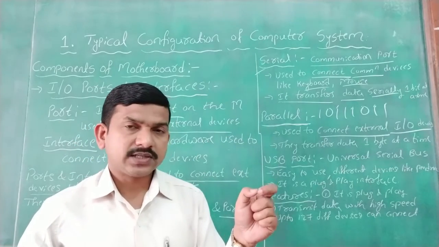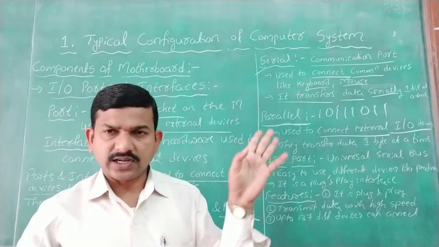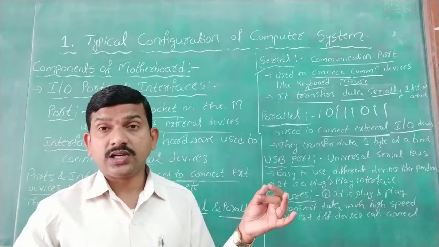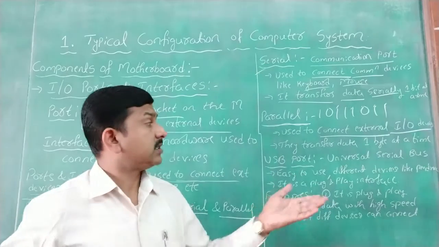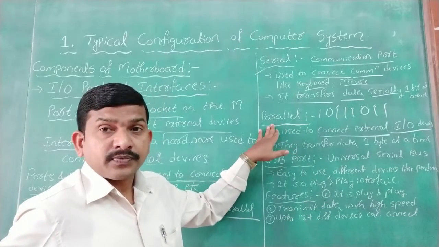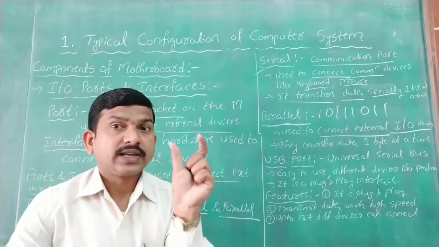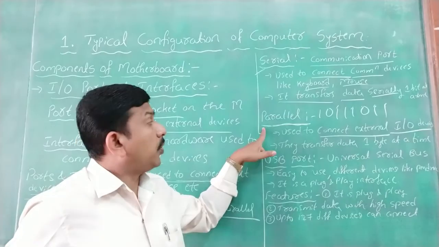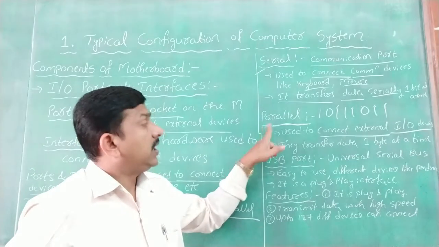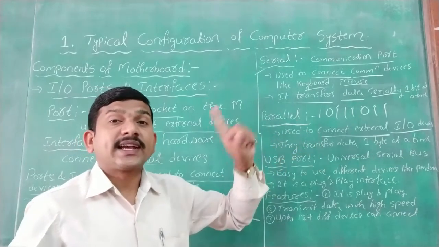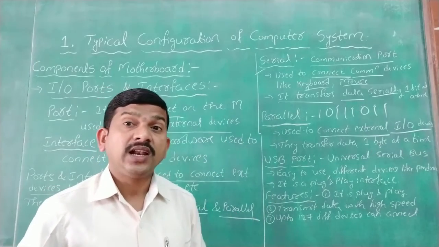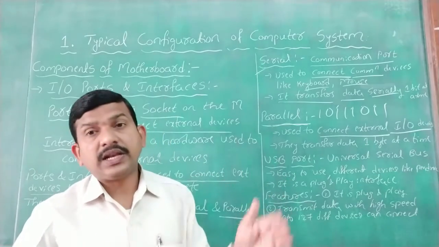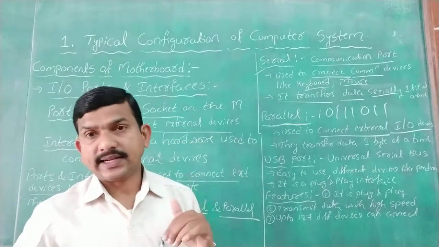What are those input devices? Keyboard, mouse, etc. What are the output devices? Printer, speaker, monitor, etc. Those are the output devices. So this port is nothing but a socket, a place on the motherboard. Why are we using the parallel port? It is used to connect external input as well as output devices.